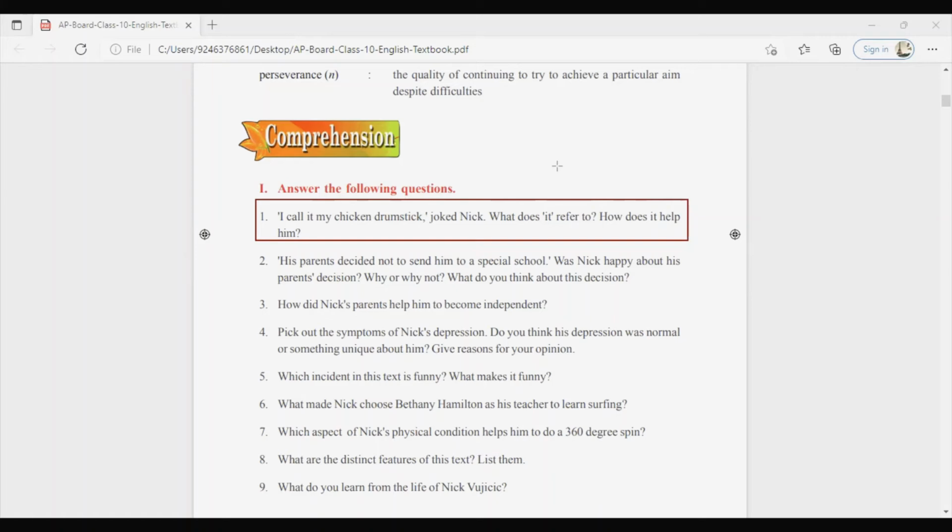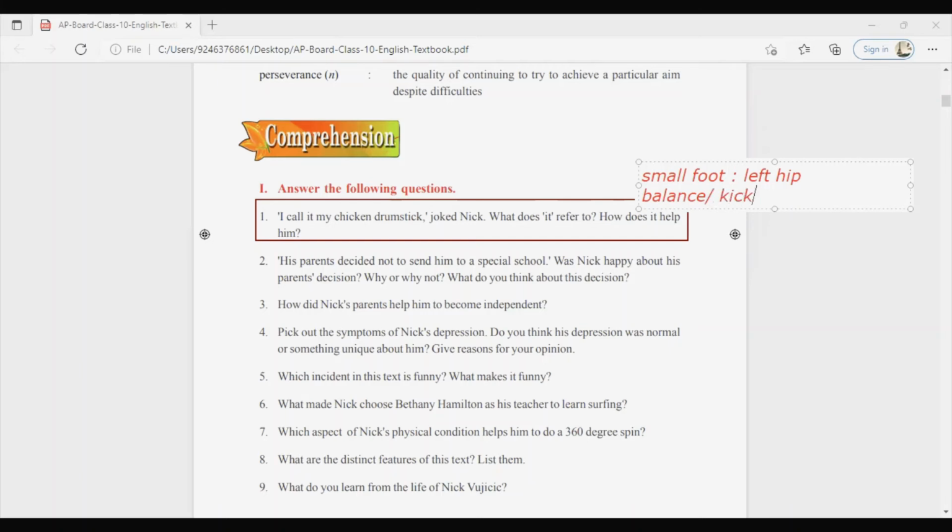See, it refers to a small foot. What is that? It refers to a small foot that Nick has on his left hip. Where is that located? It is located in the left hip. It helps him to balance. It is helping him to balance. It is enabling him to kick also.